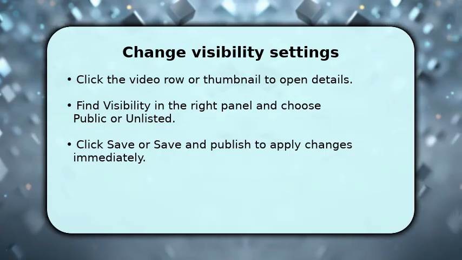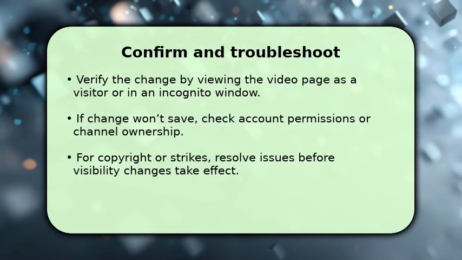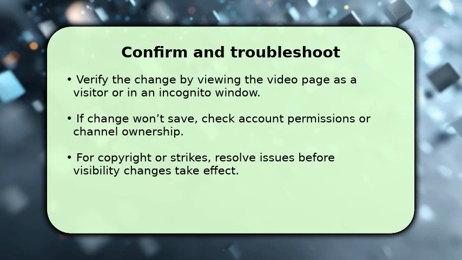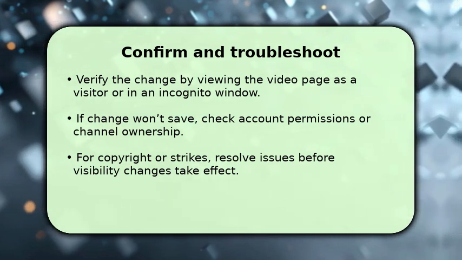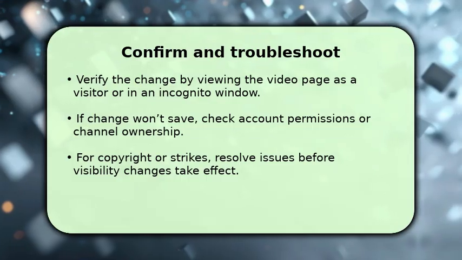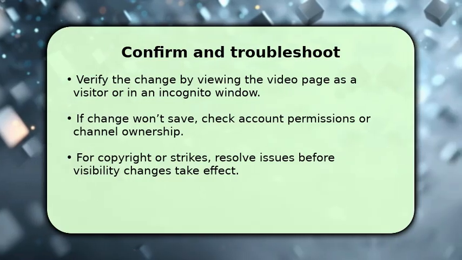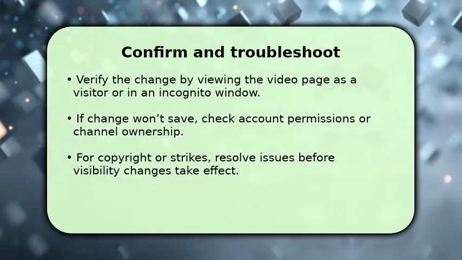Open the video link in an incognito window or ask someone not signed into your account to view it. If the video still appears hidden, make sure you save changes and that you have editor or manager permissions on the channel. Also verify there are no copyright claims, community guideline strikes, or scheduled publish dates blocking visibility.